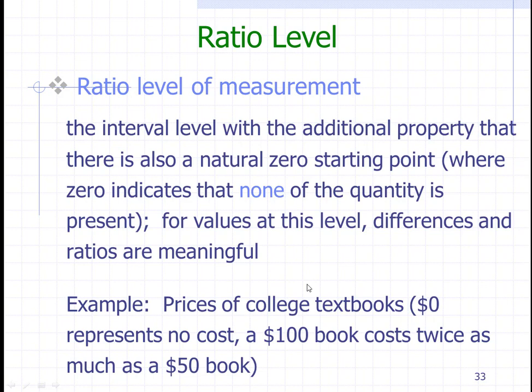Now the ratio level of measurement also has to do with numbers, but there is a 0 that is meaningful. So for instance, if your college textbook costs nothing, then it represents no cost. But we also know that a $100 book costs twice as much as a $50 book.